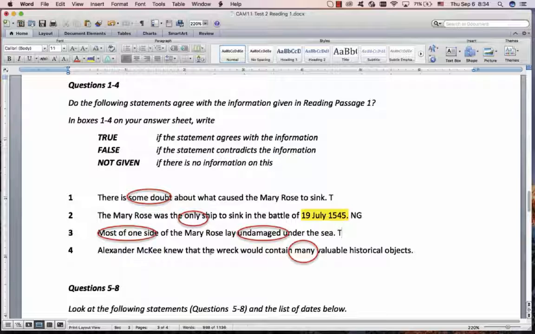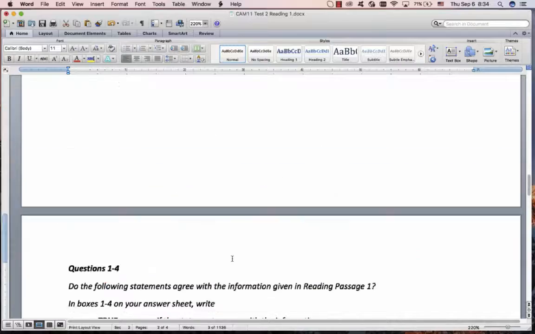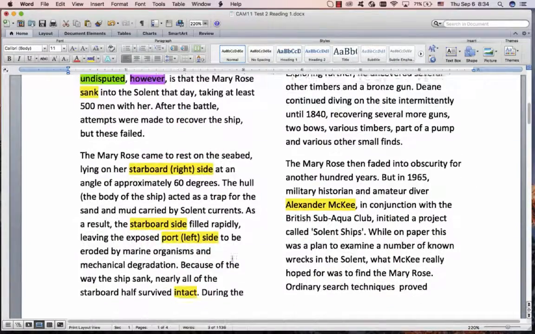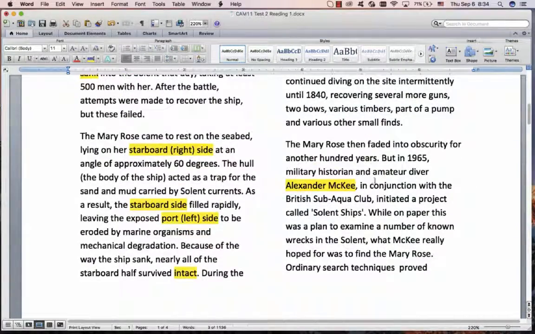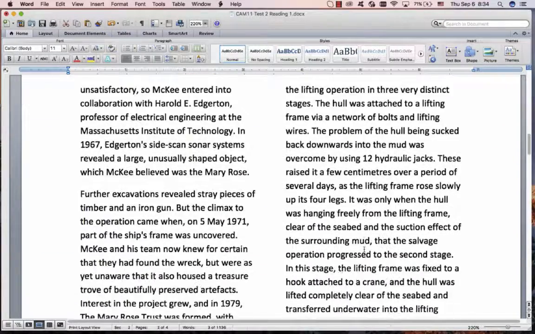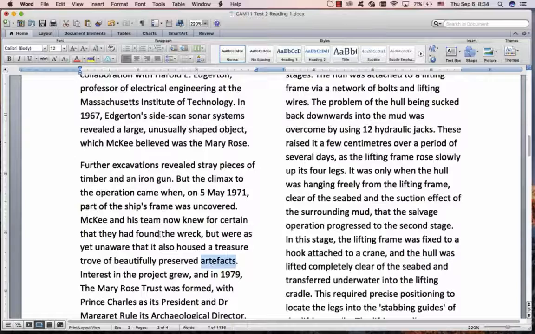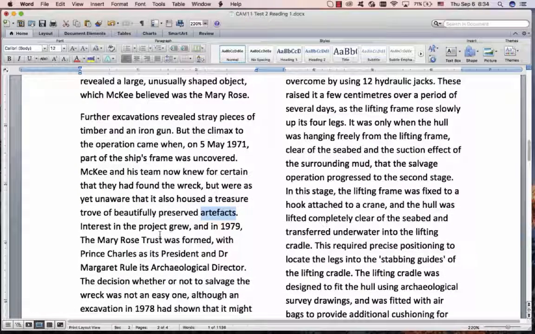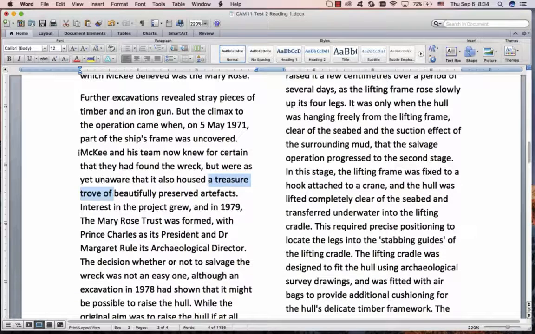Alexander McKee knew that the wreck would contain many valuable historical objects, so I guess we're going to scan for this and Alexander McKee. Now, I thought it was going to be about many, but it was not. Let's find valuable historical objects. Again, extremely difficult vocabulary. I don't see anything there. And in fact, it's all the way down here. That word means historical objects. Very difficult language. A treasure trove means many. So we're in this sentence over here.